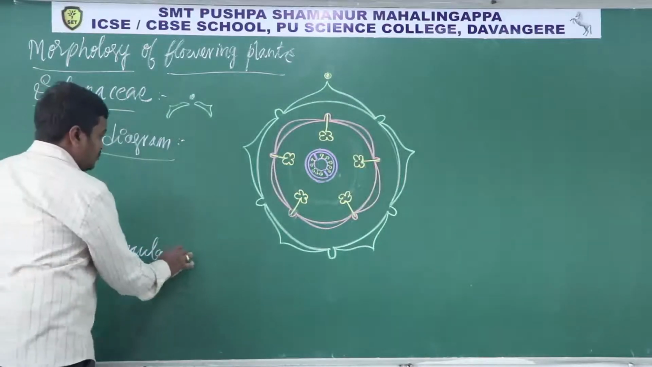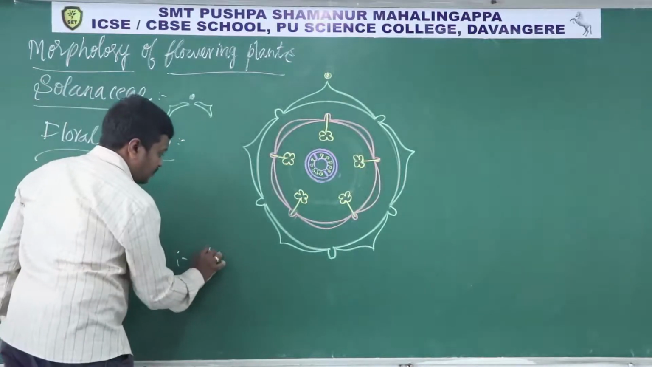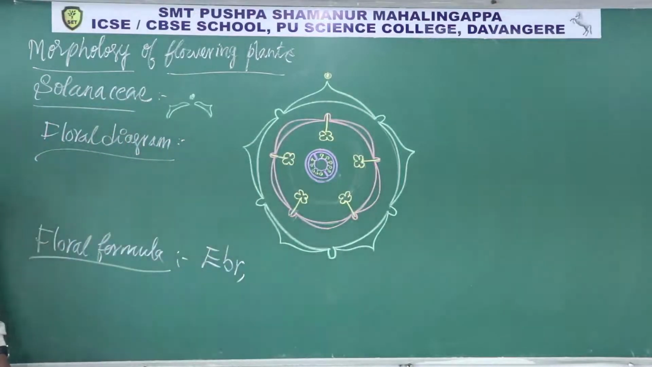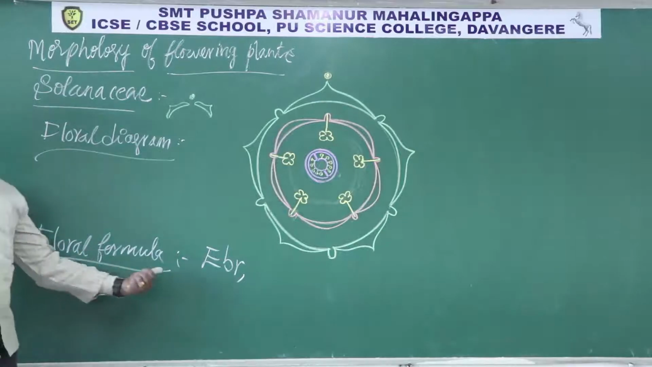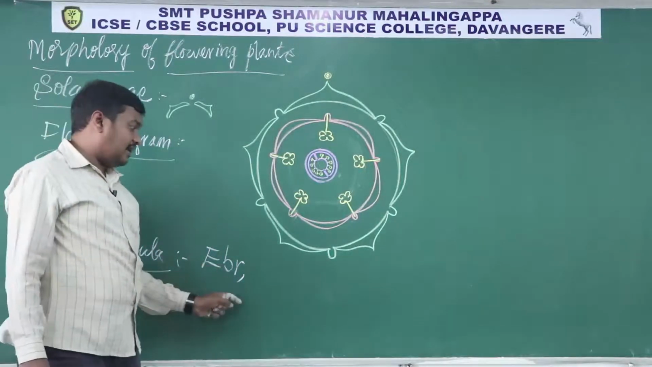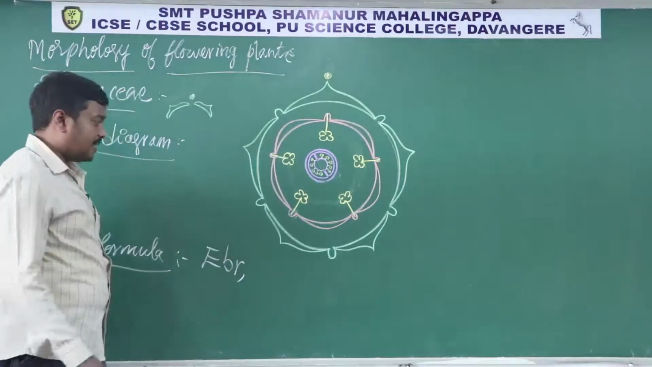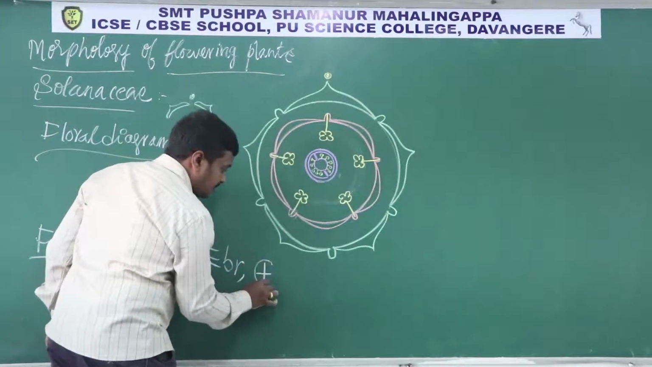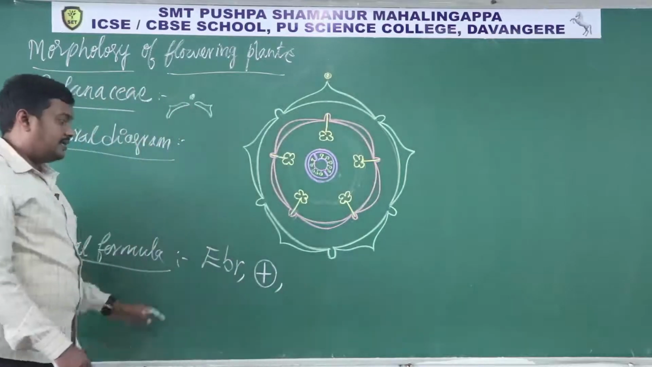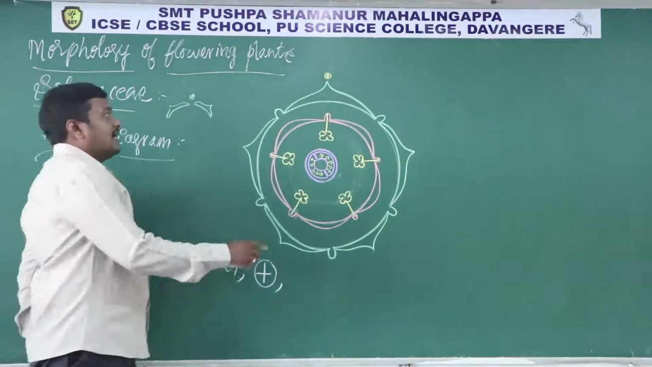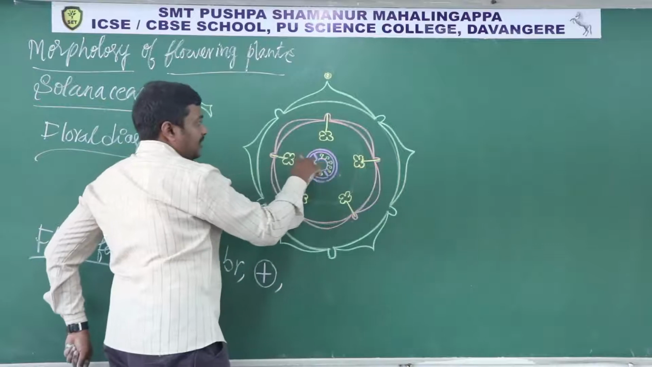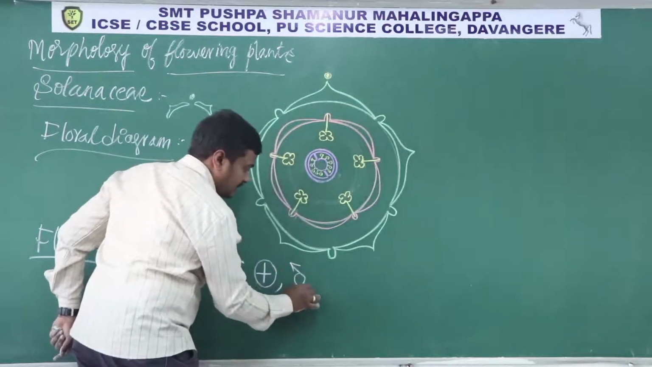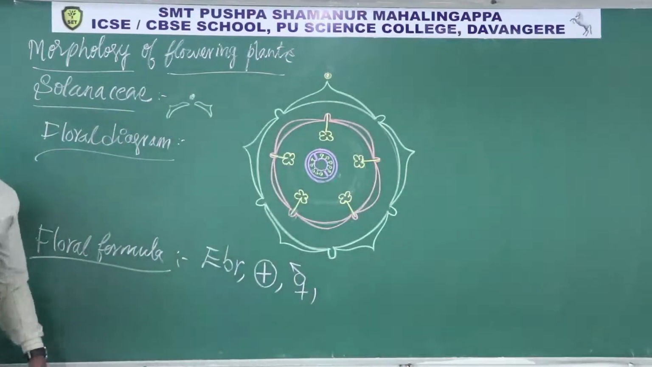Floral formula. So bract is absent, so you should write EBR. EBR, E means ebracteate, bract is absent. If you write only BR, it means bract is present. Then actinomorphic. So it is ebracteate, actinomorphic, and calyx, corolla, androecium and gynoecium all are present. So calyx and corolla, then androecium and gynoecium present. So it is a bisexual flower.